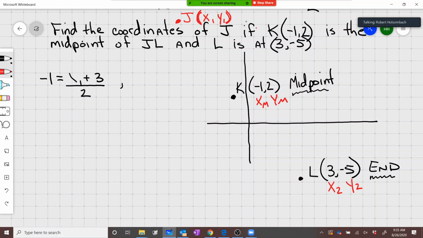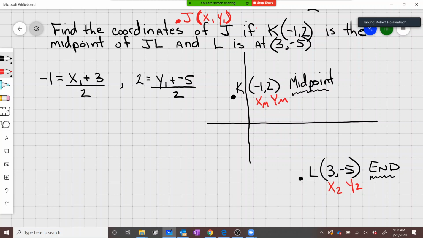Y at the middle is equal to y sub 1 plus y sub 2 divided by 2. Do you guys see that? Does it make sense? Is it sinking in, or do you just want me to keep going?